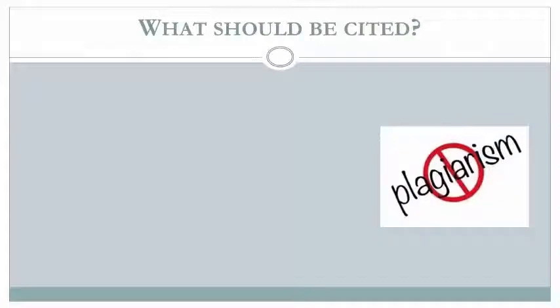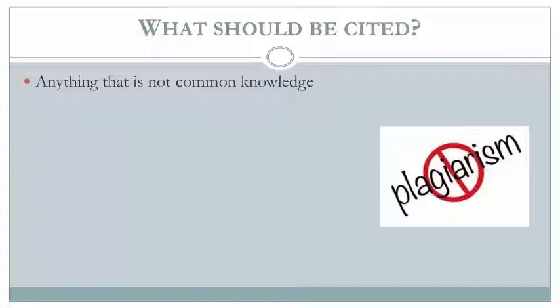Next, I want to talk about what should be cited. Because that's, I think, a struggle that a lot of students have: I don't even know what I'm supposed to cite. So the first thing that you're supposed to cite is anything that is not common knowledge. And common knowledge is knowledge that is shared by all of us, or most of us. For example, the sun rises in the east and sets in the west. That's common knowledge. You wouldn't need to cite that. Barack Obama is our current president. You would not need to cite that.